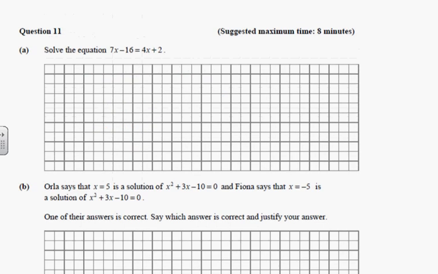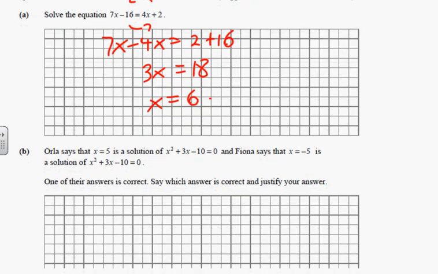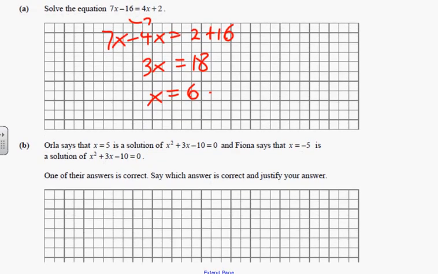Now, solve the following equation. So, how did you solve that, guys? Bring the 4 over the other side and then the 16 as well. Bring the 4x to the left and bring the 16 to the right. So that's then 3x equals 18. Divide by 3, x equals 6. Okay, what about the next one? What about the one after that?